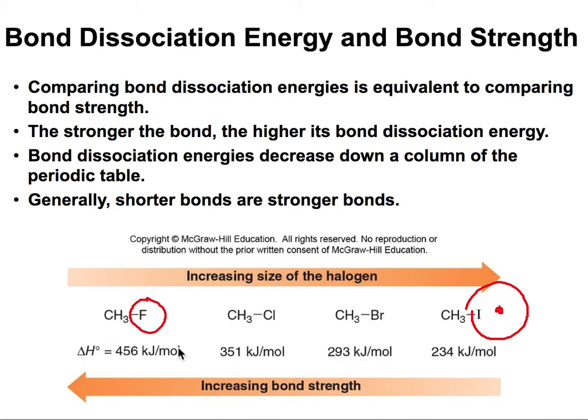And the numbers here express that. As we go down and the halogen becomes bigger and bigger, the energy that you need to break that bond will be smaller. So as we increase the size of the halogen, the bond strength decreases. So this is the strongest bond and this is the weakest bond.